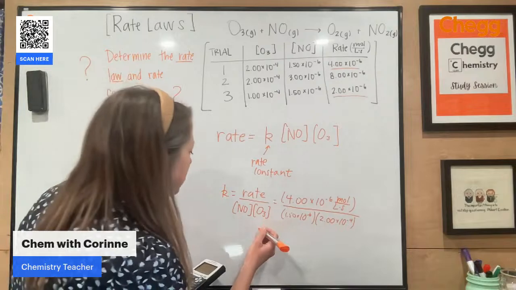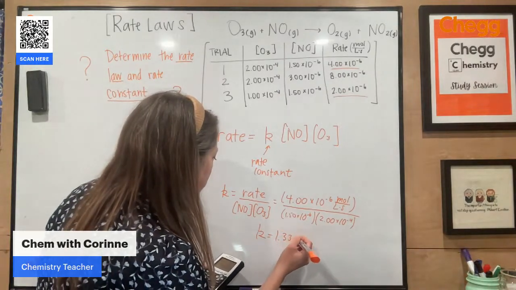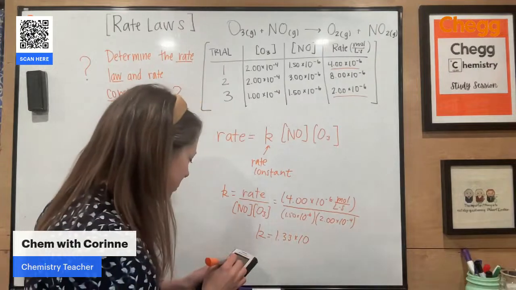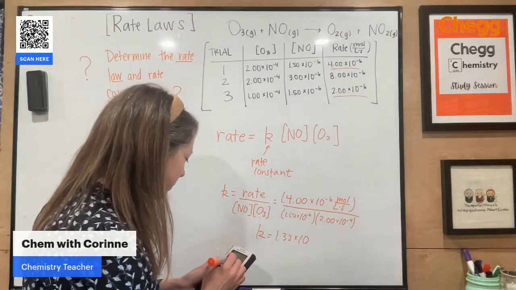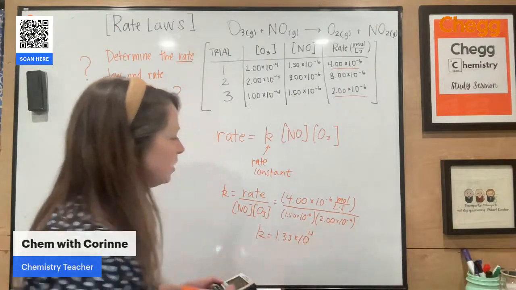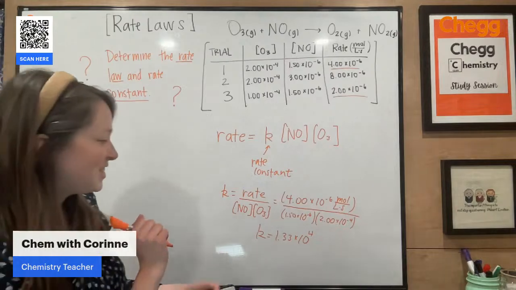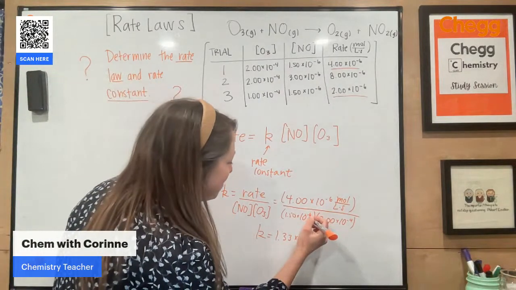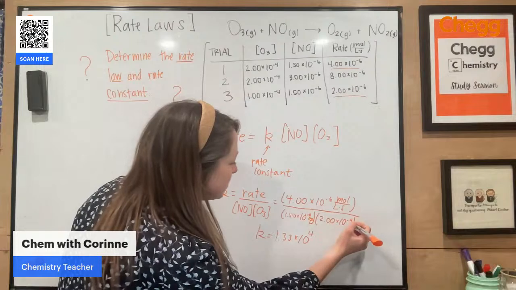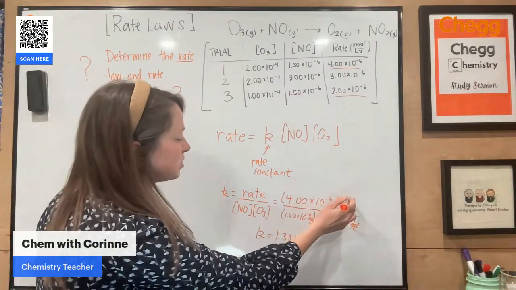All right, so my rate constant is 1.33 times 10 to the 4th. All right, so now looking at this, I did not do a good job because I didn't put my units underneath, right? So we have our moles per liter times moles per liter. So basically, this is going to cancel out.